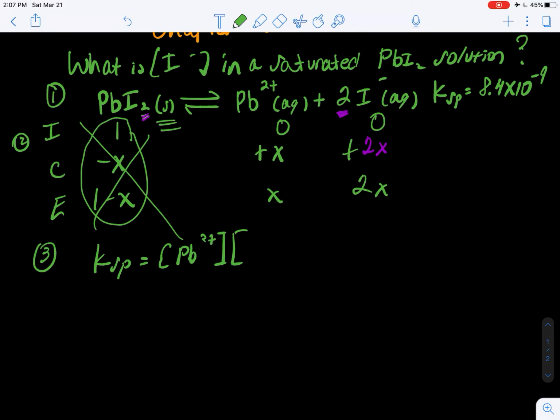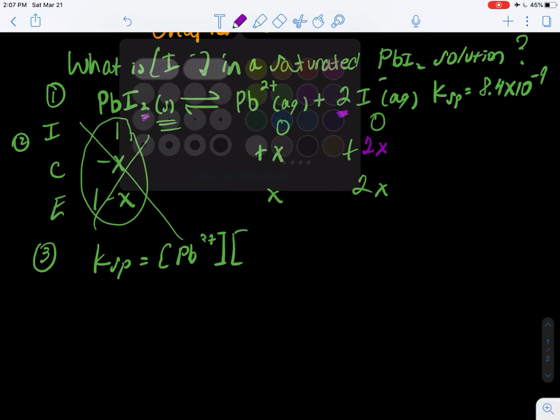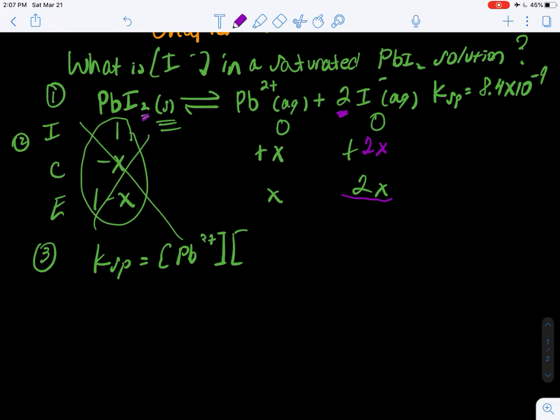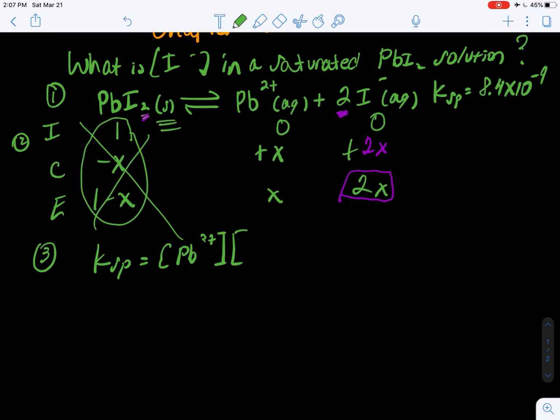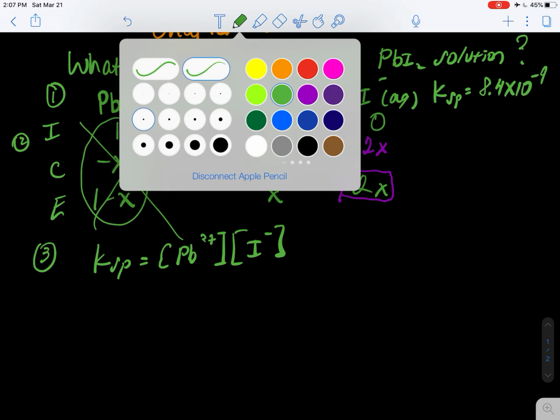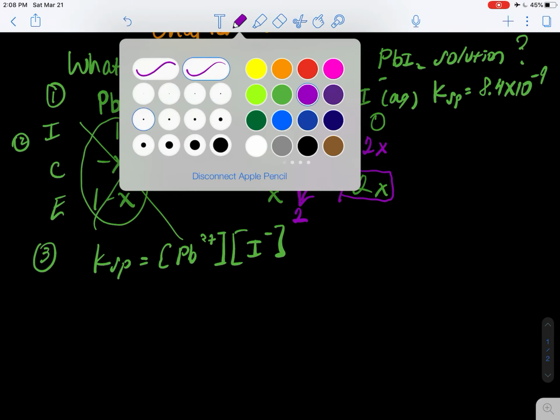times the concentration of iodide, which we are representing as 2x there, right? Well, I'm sorry, I'm getting ahead of myself. It's going to be iodide, but it's going to be squared, okay? So we're again using that 2 in the chemical formula to put the powers on the concentrations, all right?